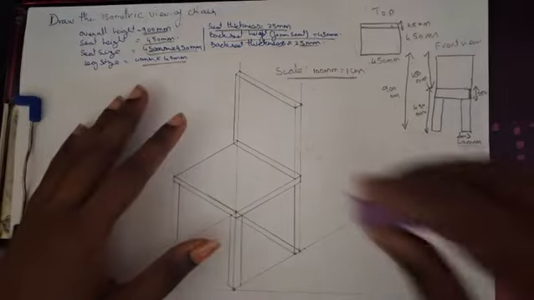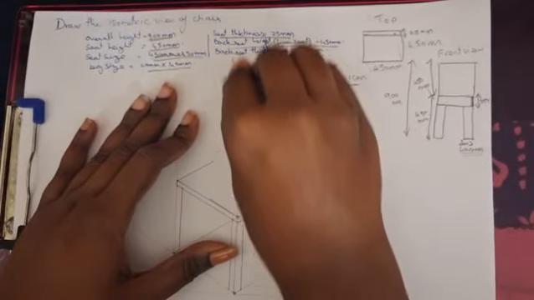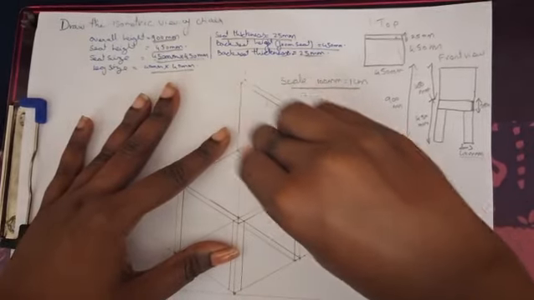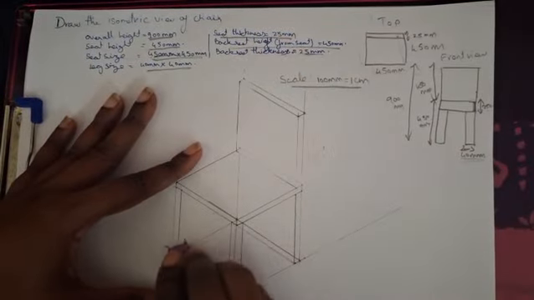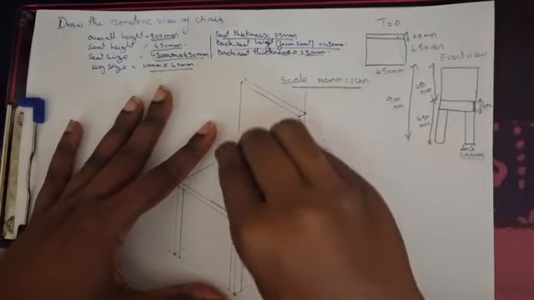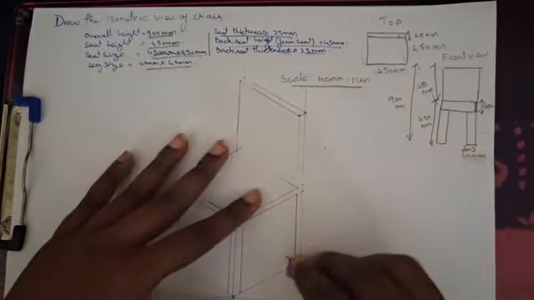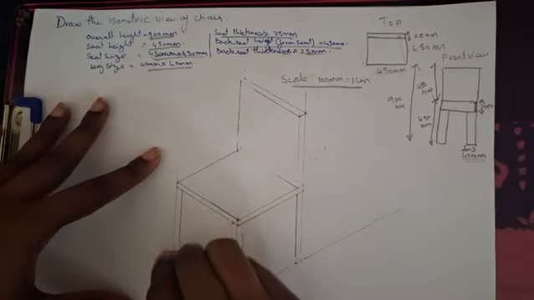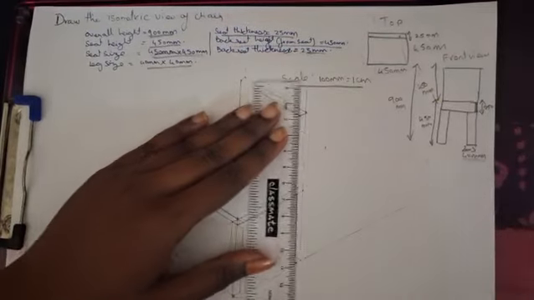Now we have to erase the invisible lines. While erasing the invisible lines, we will not see this part and we will not see the below line, and we will not see this. Now we have to just darken the visible lines.